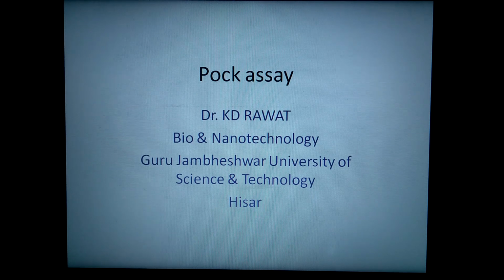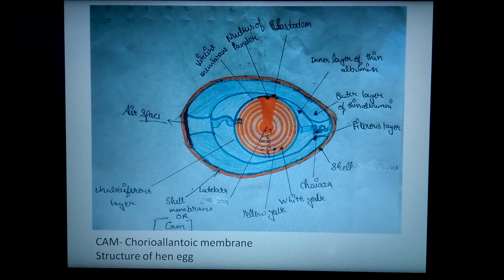Today we will talk on pock assay for determination of viruses. Those viruses that do not produce plaque can be determined by using this technique. This assay is also used to propagate the viruses in large number.